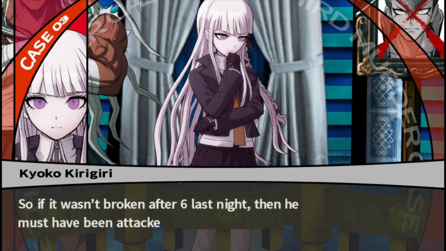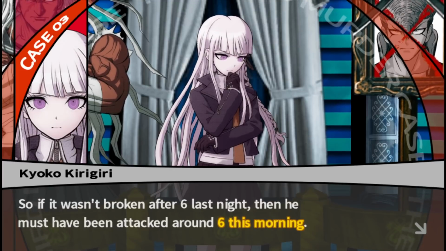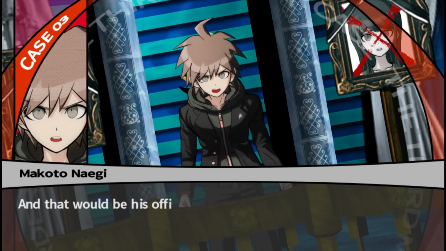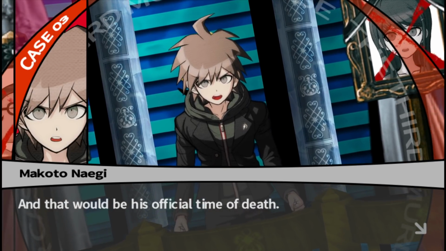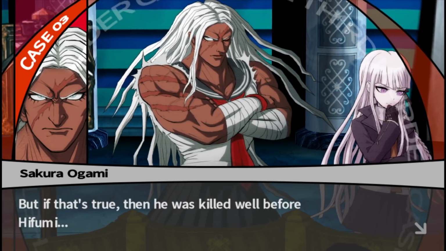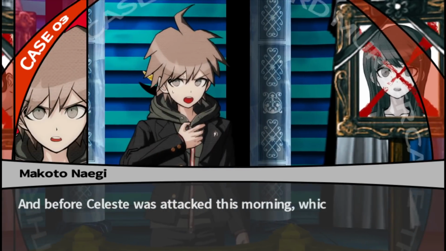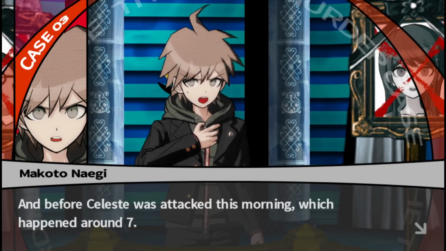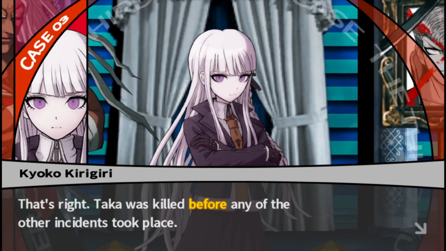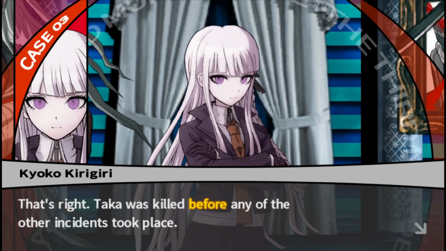So if it wasn't broken after 6 last night, then he must have been attacked around 6 this morning. And that would be his official time of death. But if that's true, then he was killed well before Hifumi, and before Celeste was attacked this morning, which happened around 7. That's right. Taka was killed before any of the other incidents took place.